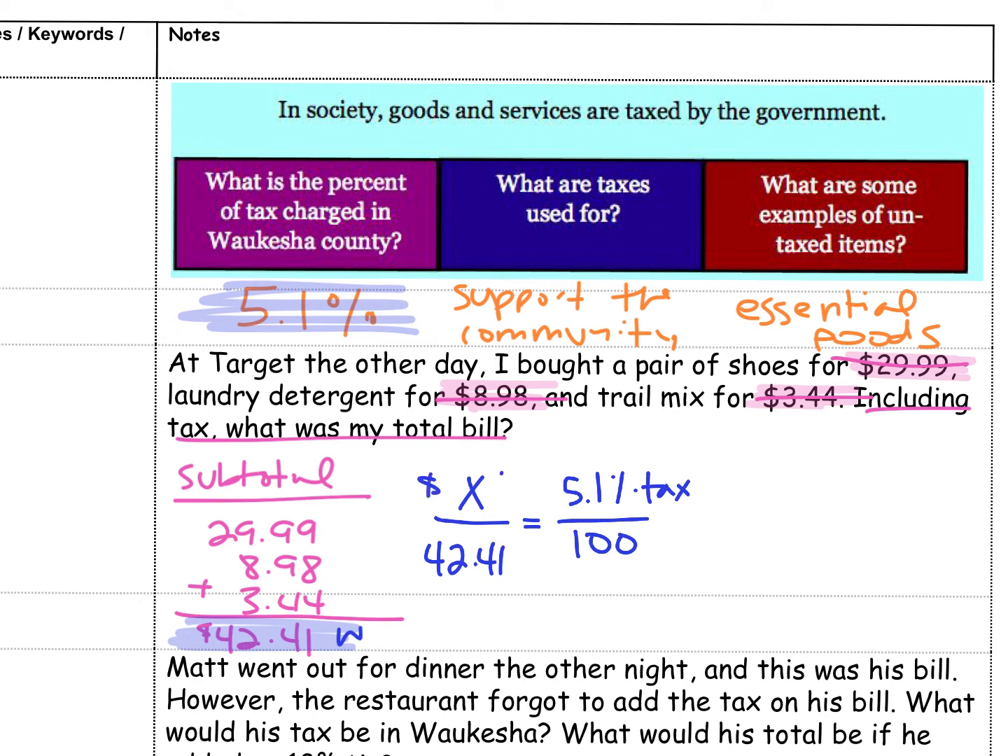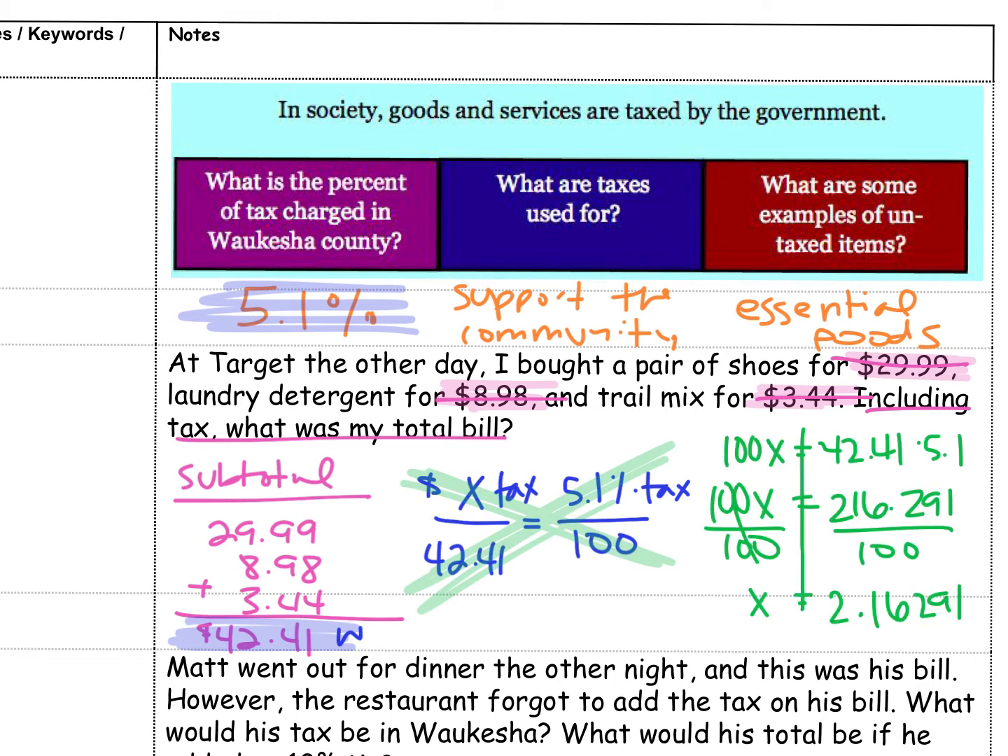So my part is going to be the dollars of tax that I'm going to have to pay, not the answer. Notice, please use what we know. Go ahead and use your cross multiplication skills to figure out what is X. How much tax is going to be added onto my bill? So if we both did this correctly, we both should have ended up with X equals 2.16291. But remember, this is the money that's going to be the tax added onto my bill. So I only get two decimal places, 2.16. The 2 is going to make it stay like that. So this is how much tax I have to pay.